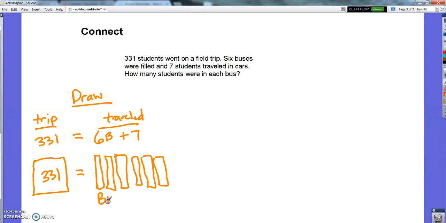Each of these is a B. Sometimes I just draw the letter. Remember, I don't draw the blocks, so either one. And then I had 7 people.